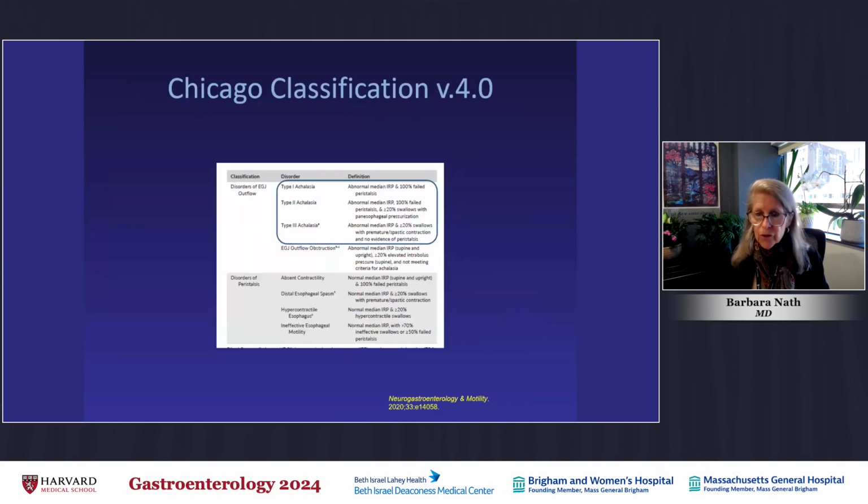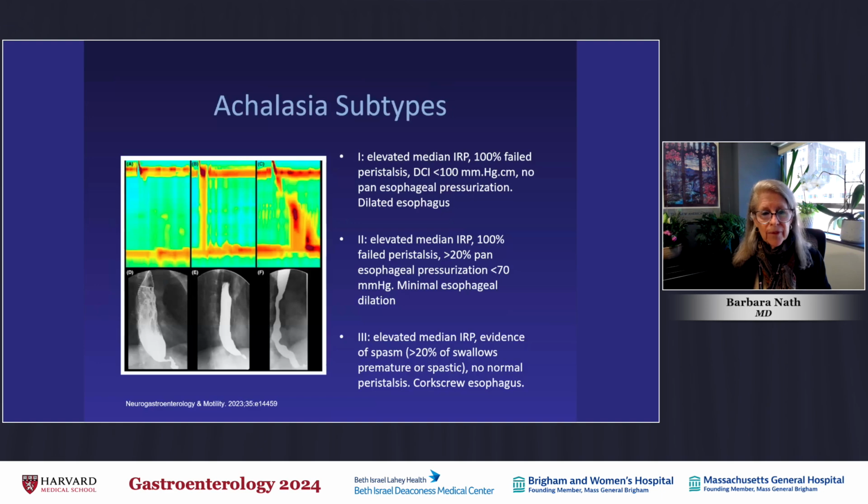So turning now to achalasia, there are 3 subtypes. Subtype 1, they all have an elevated IRP. Subtype 1 has all failed peristalsis with no panesophageal pressurization, usually a very dilated esophagus. Type 2 has some esophageal pressurization, usually less than 70 millimeters of mercury, and minimal esophageal dilation.